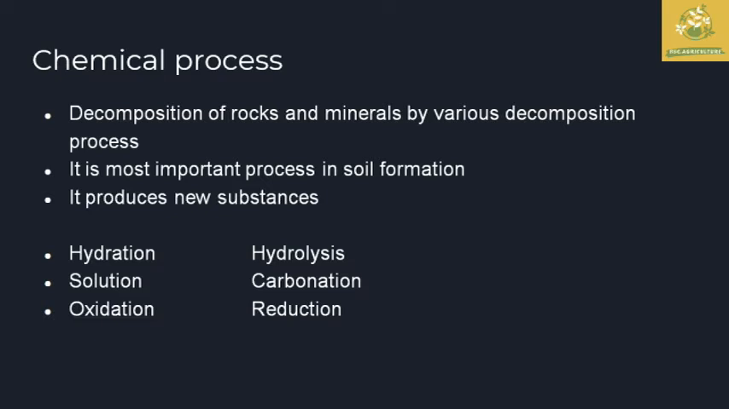So the chemical process is nothing but the decomposition of rocks and minerals by various chemical processes. It is one of the major and important processes in soil formation. In this process, new substances are produced. So the 6 chemical processes are hydration, solution, oxidation, hydrolysis, carbonation, and reduction.